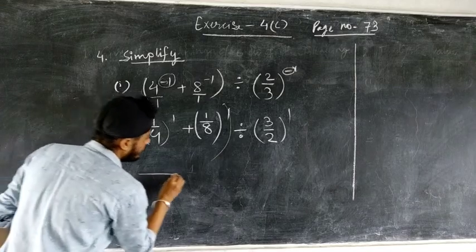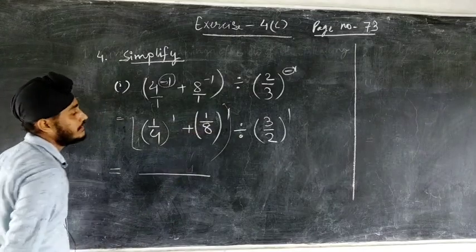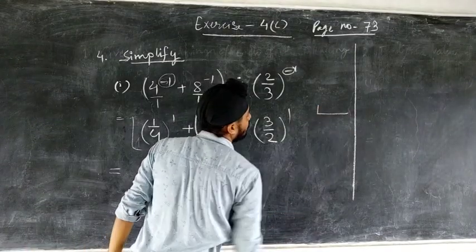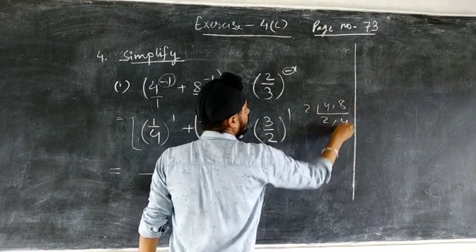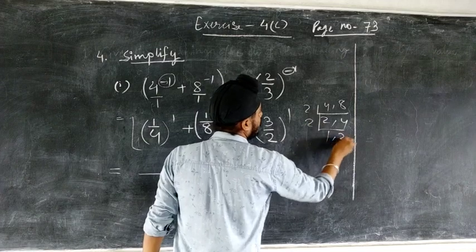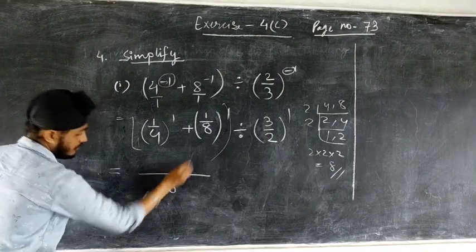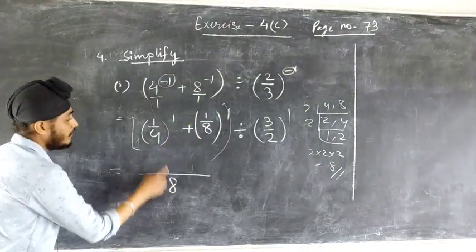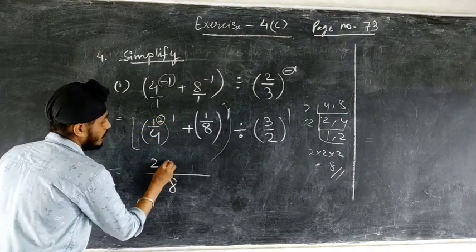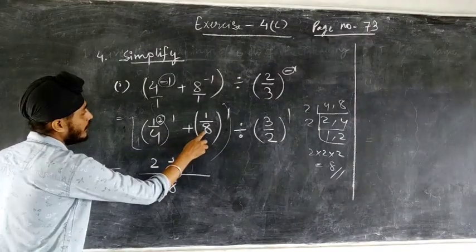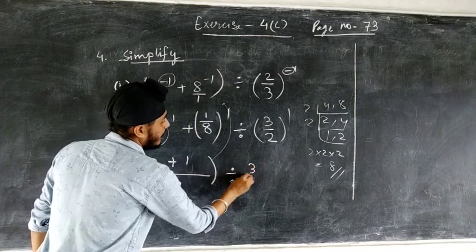As we all know how to add fractions, for 4 and 8 we will take the LCM. When we take the LCM of 4 and 8, 2 2s are 4, 2 4s are 8. So 2 into 2 into 2, 2 2s are 4, 4 2s are 8. So 8. Clear? Now 8 divided by 4 is 2. So 2 will be multiplied in the numerator, that is 2 1s are 2, plus 8 divided by 8 is 1, and 1 1s are 1, divided by 3 by 2.